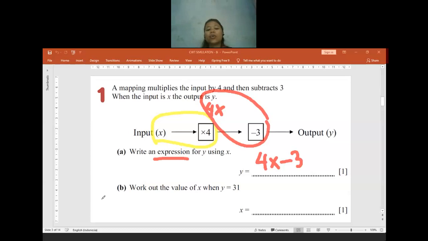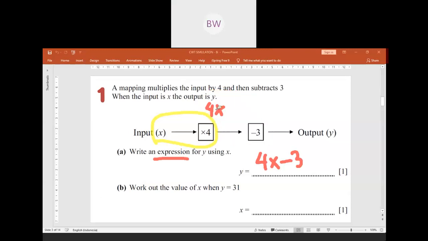Let us continue to question B. Work out the value of x when y is equal to 31. You already have the y value. Is it 8.5? Yes, it will be in decimal. When you already have the value of y, you go from the back. You have y equals how many?